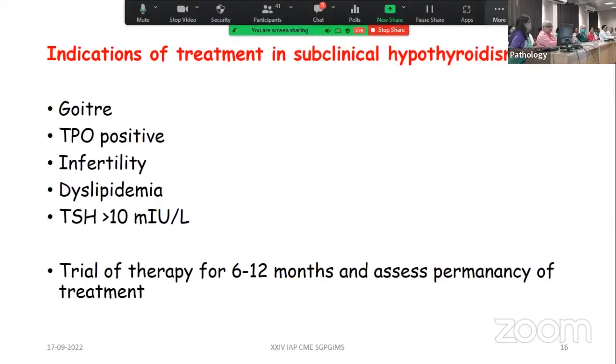Just a word about that, all patients of subclinical hypothyroidism do not require treatment. There are few conditions where treatment should be offered to the patient. And always remember that subclinical hypothyroidism doesn't mean a lifelong therapy. Give the treatment trial for 6 to 12 months. Always counsel the patient that we will stop the treatment, reassess. If the TSH rises again, then that means you need lifelong treatment.